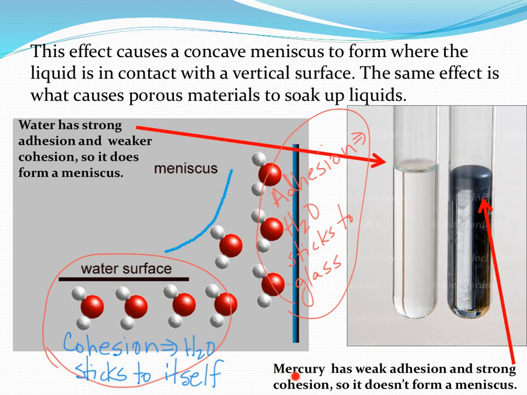Now, mercury has very weak adhesive forces. It doesn't stick to the glass well, but really strong cohesive forces because it's a metal and metallic bonding is very strong. So it actually forms a dome and does not form a meniscus in a piece of glass.